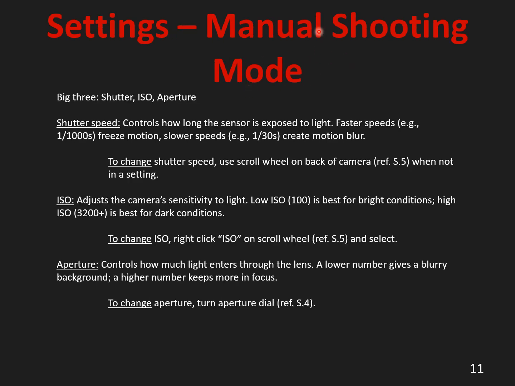Next is the manual shooting mode. The big thing here is that you have access to control 3 main settings, and I mentioned these on the last slide: shutter, ISO, and aperture. Essentially, the shutter speed controls how long the sensor is exposed to light. A faster speed will freeze motion versus a slower speed will create motion blur. And to change the shutter speed, you use the scroll wheel on the back of the camera. If you reference slide 5, you will see what I mean.